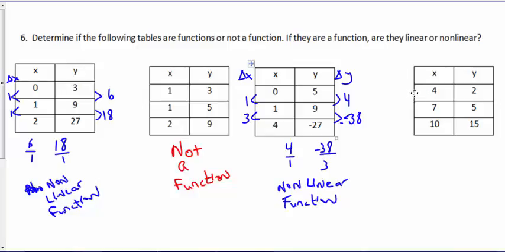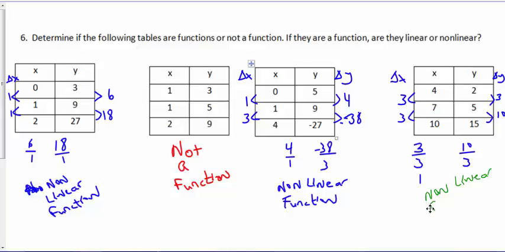All right, let's look at the last one. 4 to 7 is 3. 7 to 10 is 3. That's your change in x. Here's your change in y. 2, 5, and 15. That is 3. And then that is 10. So we have 3 over 3 and then 10 over 3. Well, that simplifies to 1, but 10 over 3 won't simplify to 1. So this one is a non-linear function. Okay?